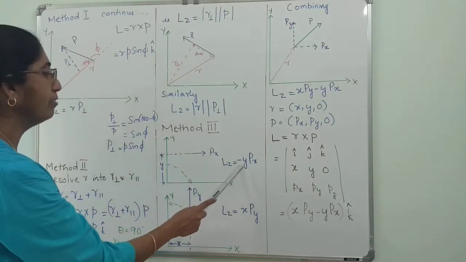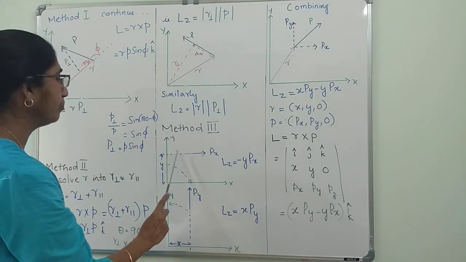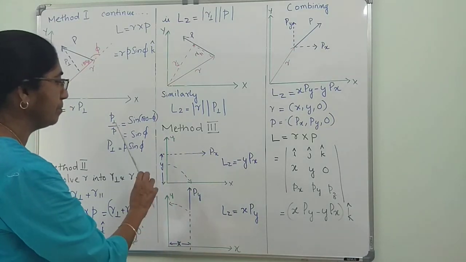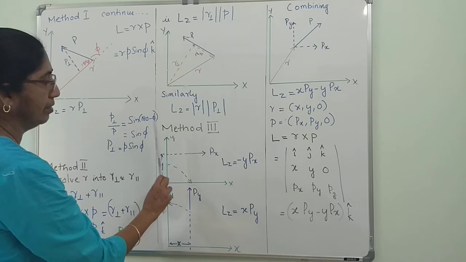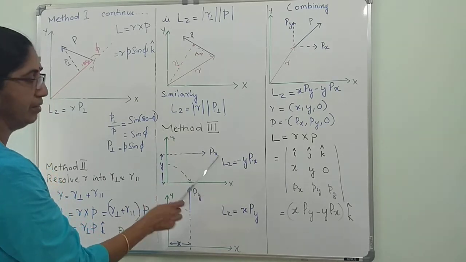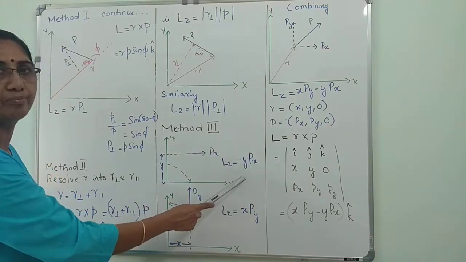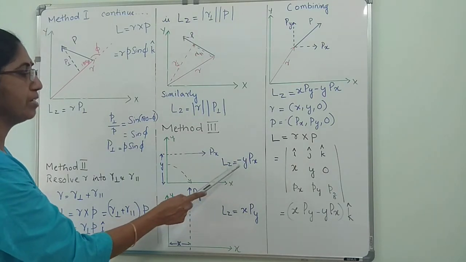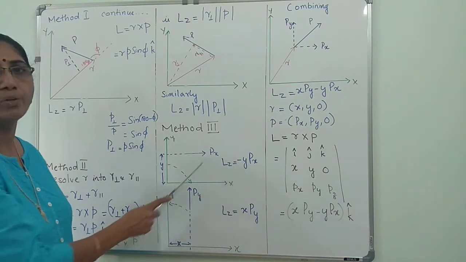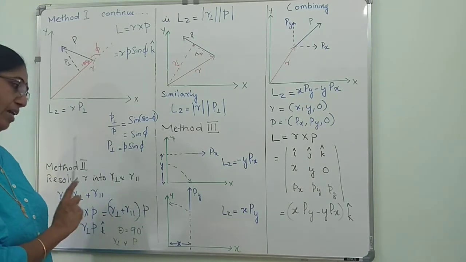Then sign convention. The particle is moving in this direction, that means this is clockwise direction. So the sign is negative. So you get the component Lz equal to minus y px when you consider motion along the x direction.